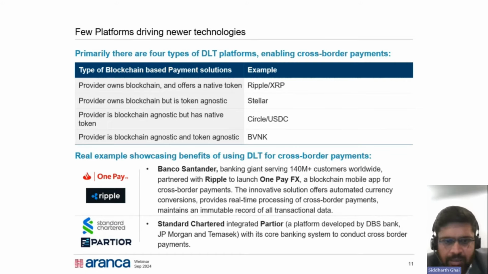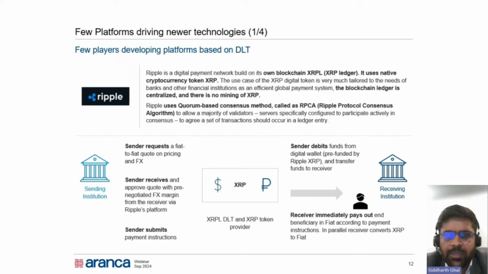So I'll briefly discuss how the new platforms such as Ripple, Circle, Stellar, and BVNK are working. What is the algorithm behind their working? What are the technology implementations that they do to do the transactions over blockchain? Ripple has its own blockchain and its own cryptocurrency token. The blockchain that Ripple provides is XRPL and the native cryptocurrency token is XRP. So what happens when a person needs to have a transaction through Ripple for a cross-border transaction?